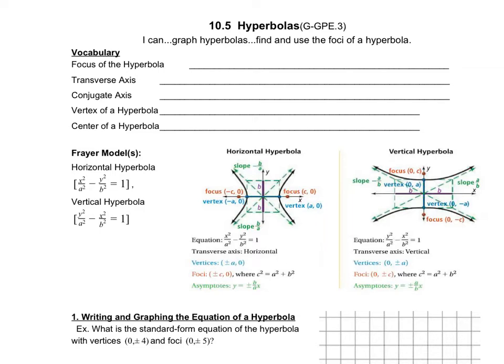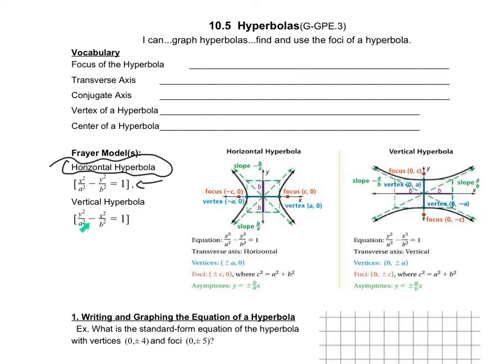And looking at the standard form of the equations, it looks very similar to our ellipse formula. We have x squared over a squared minus y squared over b squared equals 1 for the horizontal hyperbola. So we'll notice that A and C on the horizontal hyperbola are on the same line.